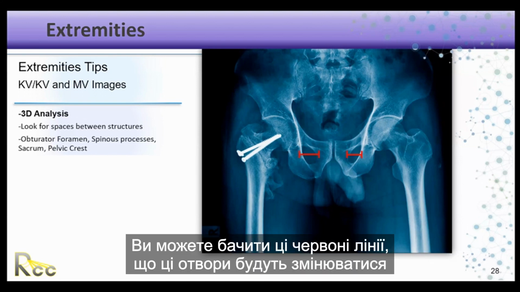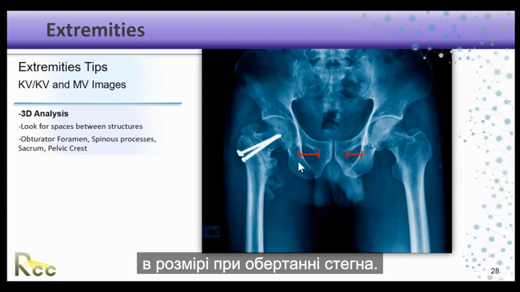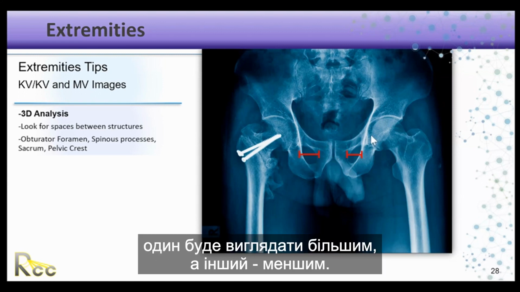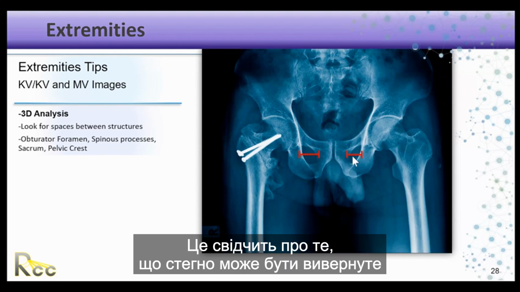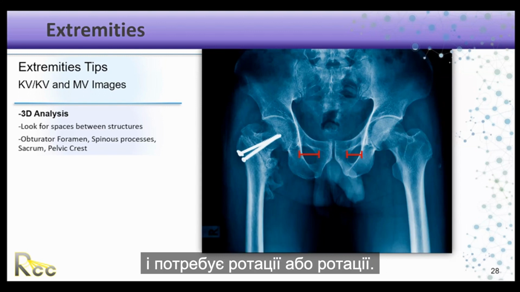You could see with these red lines here that these holes will change in size when the hip is rotated. One will appear larger and one will appear smaller. And that's an indication that maybe the hip is twisted and needs a rotation or a roll.